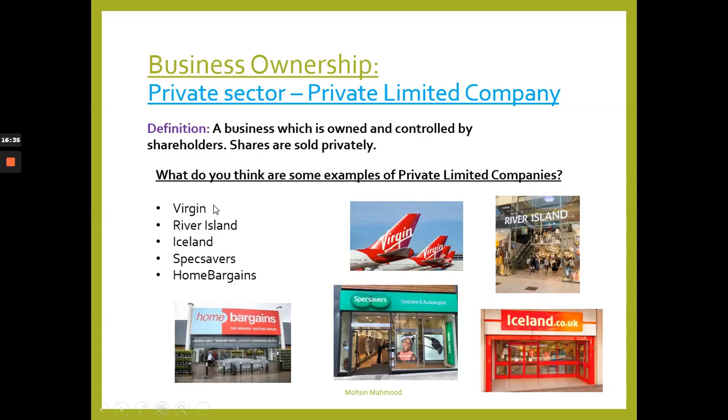We've got Virgin. Okay, and Virgin is huge. There's Virgin Rail, Virgin Atlantic, Virgin Music. There's loads of different Virgin stores. Okay, we've got River Island, the clothes shop, the clothes store. We've got Iceland, Specsavers, and Home Bargains. Okay, these are all examples of private limited companies. If you didn't know, now you know.